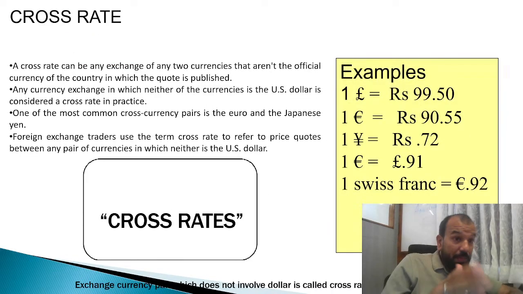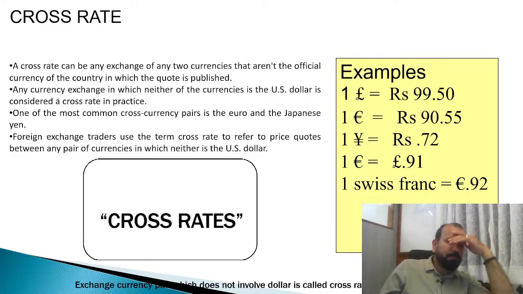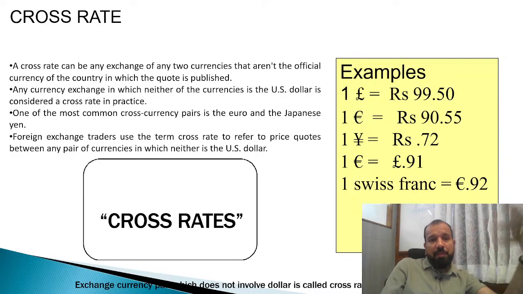Then the cross rate, a very important topic. A cross rate is the exchange rate between any two currencies where neither is the official currency in which the quotes are published. Any currency exchange in which neither of the currencies is the US dollar is considered a cross rate in practice. Very simple. I'm just trying to teach you. Sometimes an exchange rate is not available between two currencies.